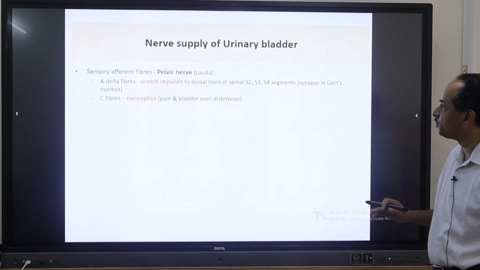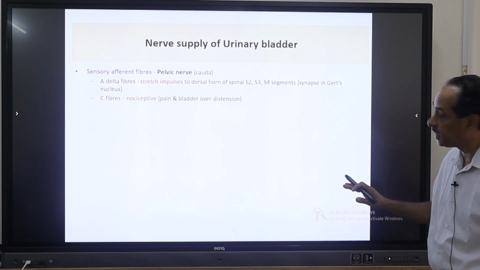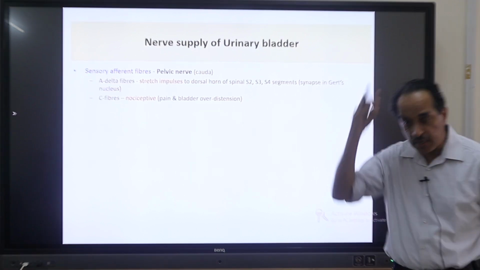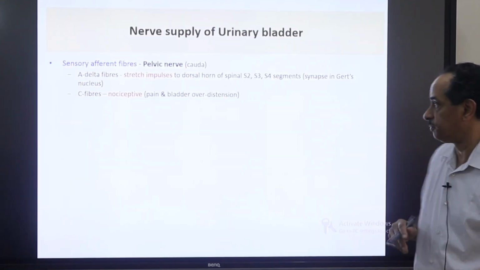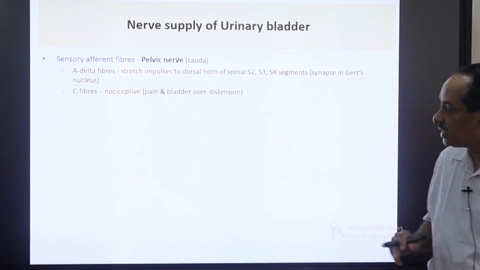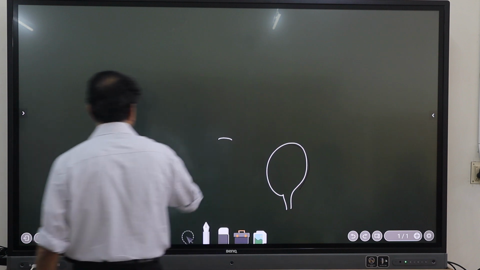So how will we do this? First, we'll go a little bit into the innervation of the bladder. One of the common questions we always ask: how does the brain know that the bladder is full? For that, there are two essential fibers. One is the A delta fibers.